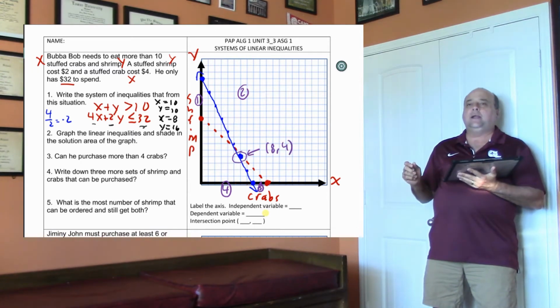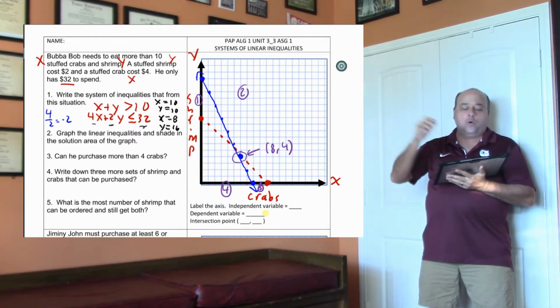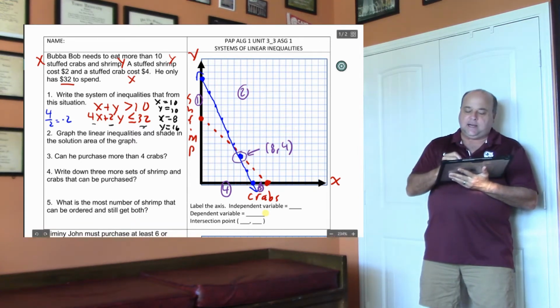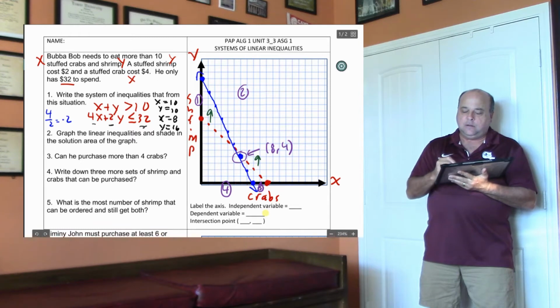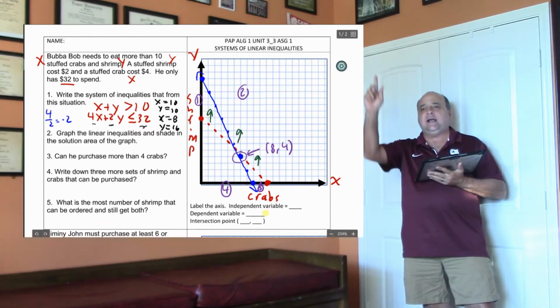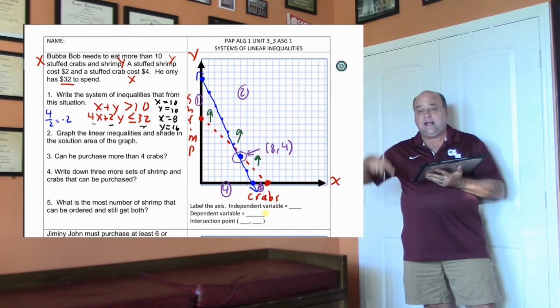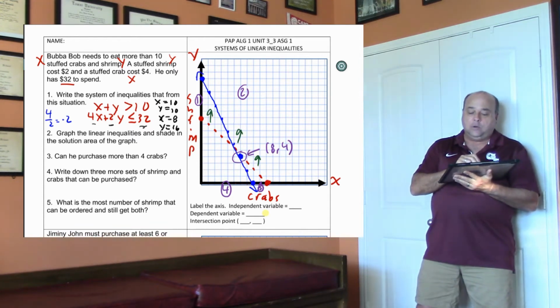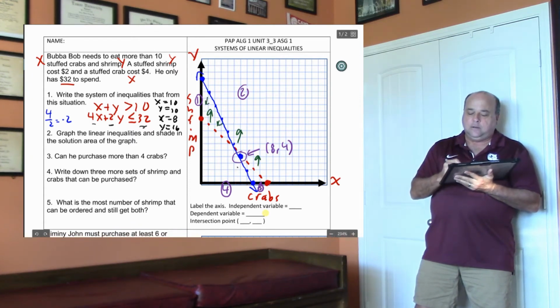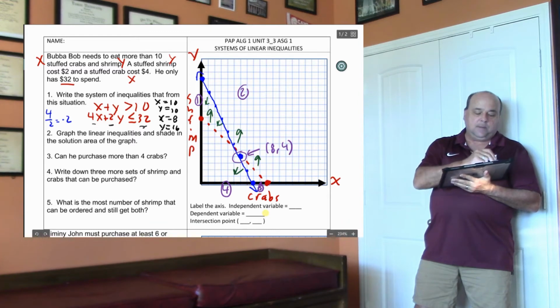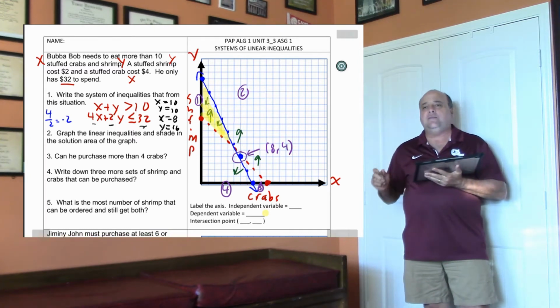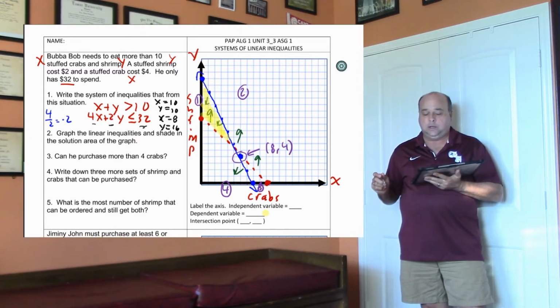Now let's look at our red line. Our red line has to be more than 10, so that line needs to be shaded up, doesn't it? That eliminates part 4 and part 3. It has to be above the red line. The blue line has to be less than, so it's going to get shaded down, isn't it? So notice the common part is going to be in this area. Any point in that area would work.